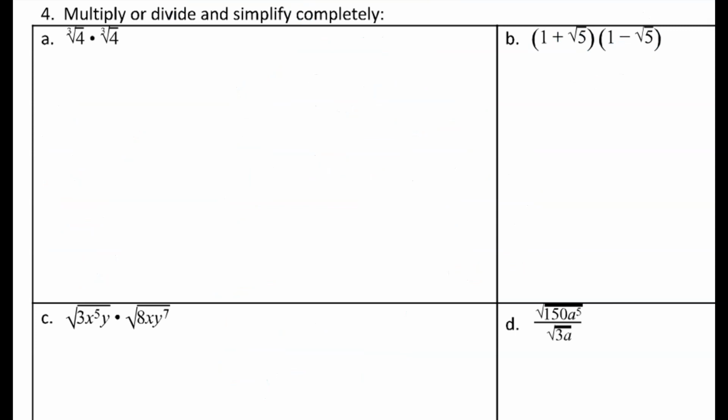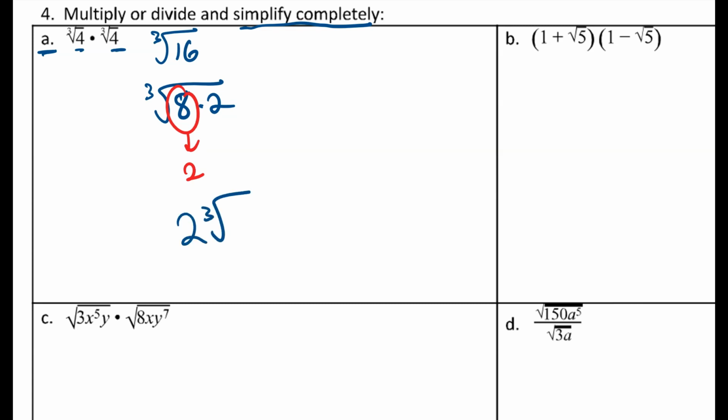So let's try some more multiplying. For a, since they're both cube roots, I could just take what's under the radicals and multiply them and keep them under the radical. 4 times 4 is 16. And it says to multiply or divide and simplify completely. So I'm going to do that same trick where I think about what perfect cubes divide into 16. The only one that does nicely is 8, and when I take that out, it becomes just a 2. So my final simplified answer here is 2 times the cube root of 2.